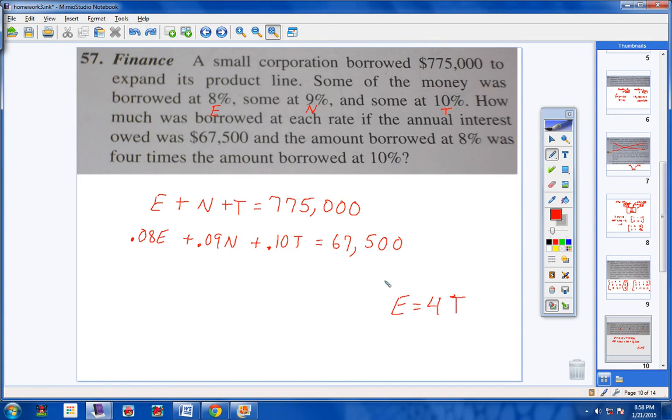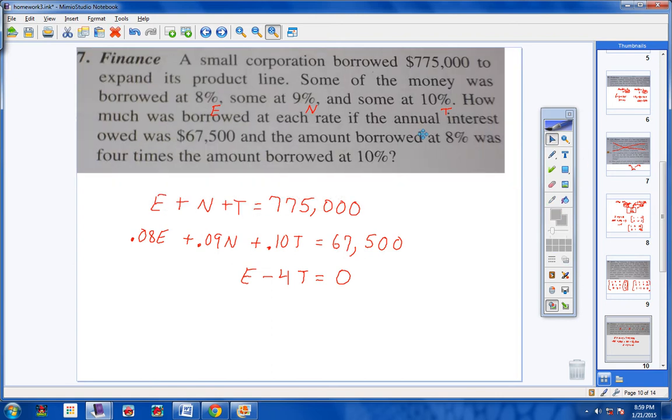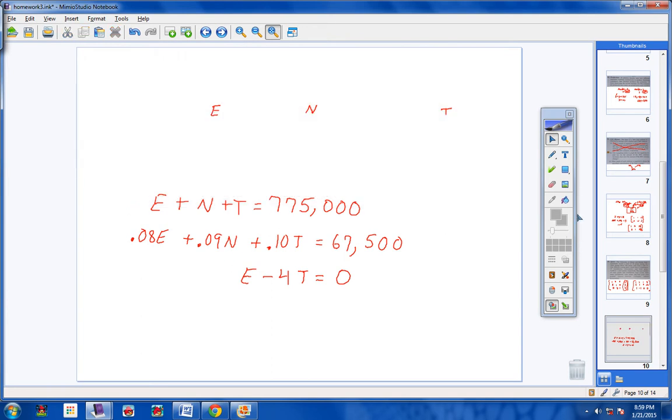Now that's my other equation, but really, guys, you understand I want it to be written a little differently. I'm going to bring the 4T over and make it negative. So E minus 4T equals 0. There. Now I've got my three equations. Very quickly with a matrix, I would, first of all, get rid of this thing. Oh, what are they asking us? How much was borrowed at each rate? Okay, now, get a little room up here.